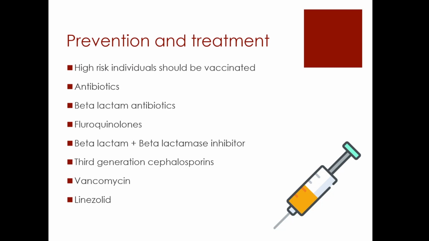So, from a general sense, let's talk about prevention and treatment. High-risk individuals should be vaccinated, and we'll go through this in more detail in the next slide. And we of course treat it with antibiotics. We do treat it with beta-lactam antibiotics, but the problem with using beta-lactam antibiotics is that a lot of them have now developed resistance to Streptococcus pneumoniae, and this increased the use of fluoroquinolones such as ciprofloxacin and levofloxacin.